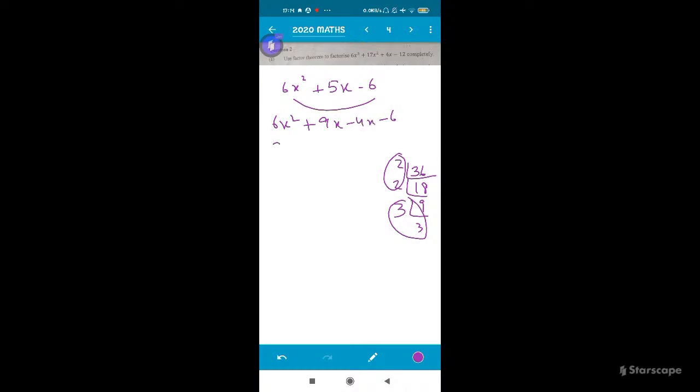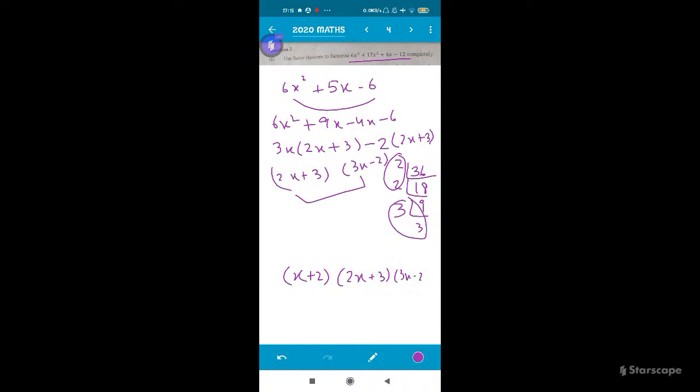So if we take 3x as common, you are left with 2x plus 3. Similarly, 2x plus 3 will be the common one out here too. You are getting minus 2. So your factors are 2x plus 3 and 3x minus 2. So your final answer for the factorization of this polynomial will be, first we got x plus 2 and these are the two more factors. So 2x plus 3 and 3x minus 2. So these are the factors.